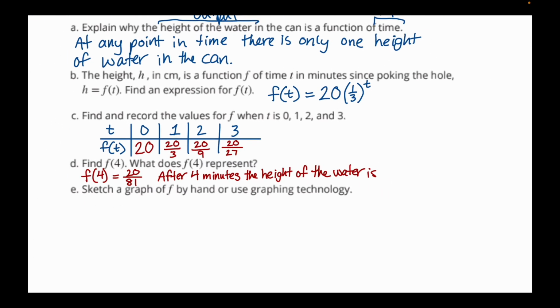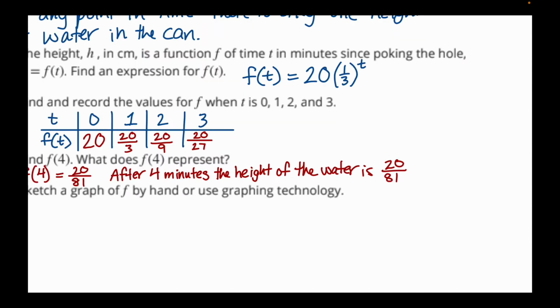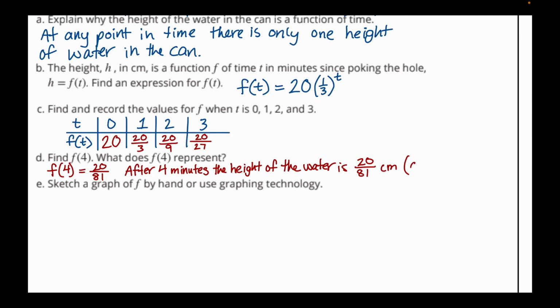And then it is that 20 over 81. Or if you put this in decimals, it's going to be very close to 0.25. 20 over 80 would be 0.25, so 20 over 81 is going to be close. But we could say 20 over 81 centimeters, or we can say approximately 0.25 centimeters.